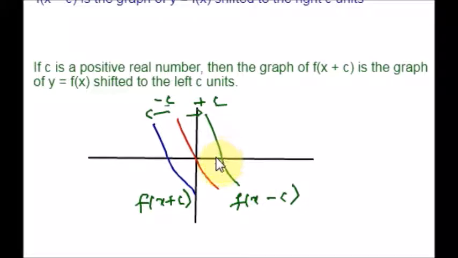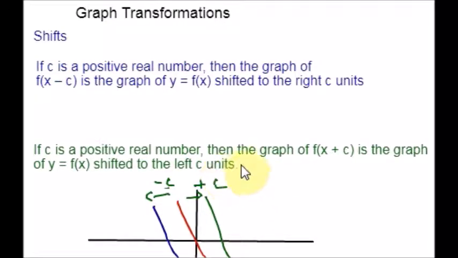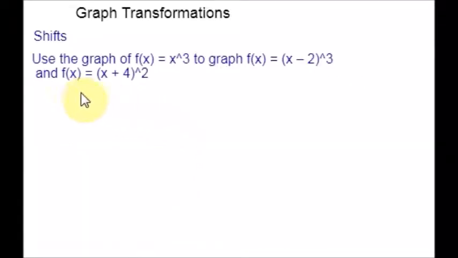Okay, let me show you one example, and let's see how the horizontal shift works. For the horizontal left and right shifts, I'm going to use a cubic function as an example. Please consider this example. Use the graph of f of x equals x cubed, I mean the cubic function, to graph f of x equals x minus 2 raised to 3 and f of x equals x plus 4 raised to 3.